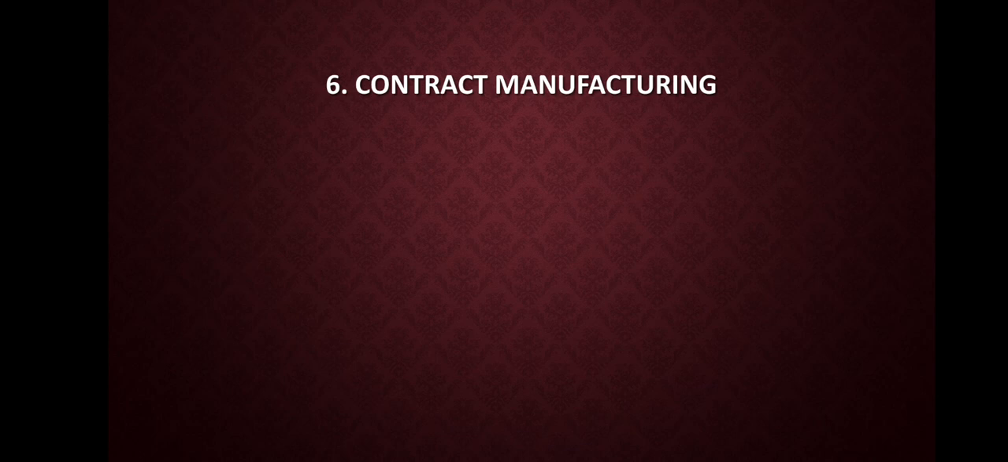The sixth is contract manufacturing. Contract manufacturing is another method firms use to enter the foreign arena or the international business scenario. In this case, an MNC contracts with a local firm to provide manufacturing services. In this arrangement, the MNC subcontracts the production in two ways.